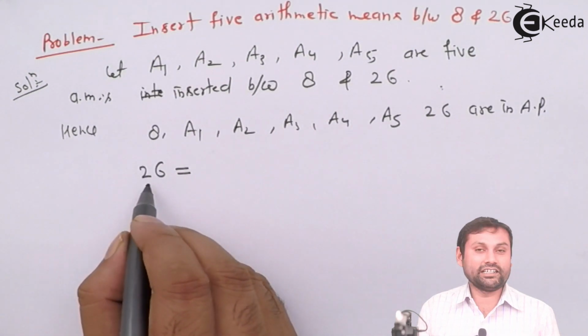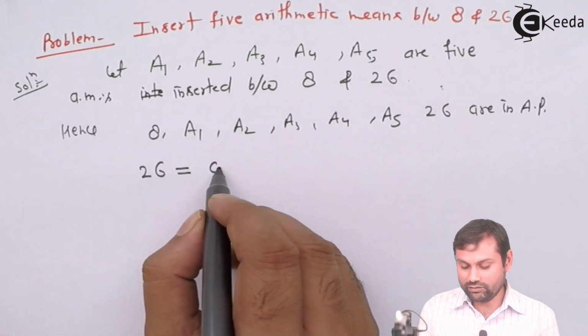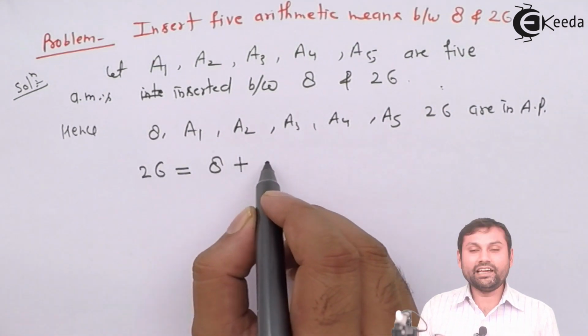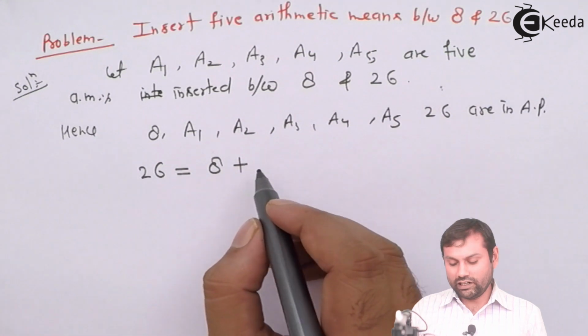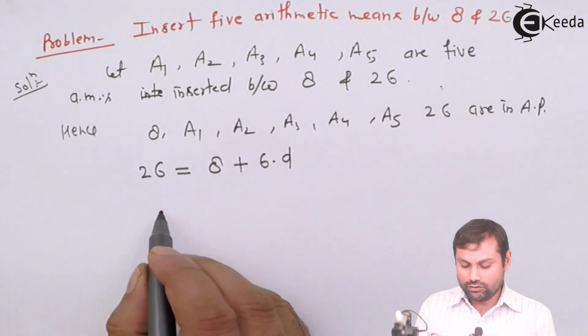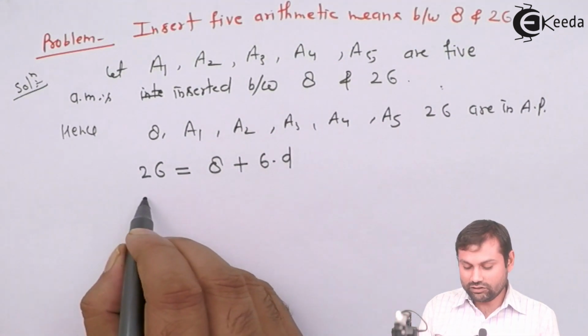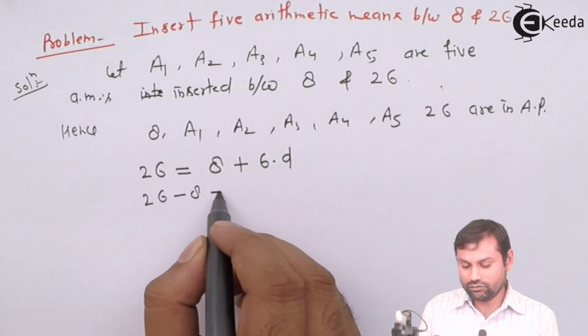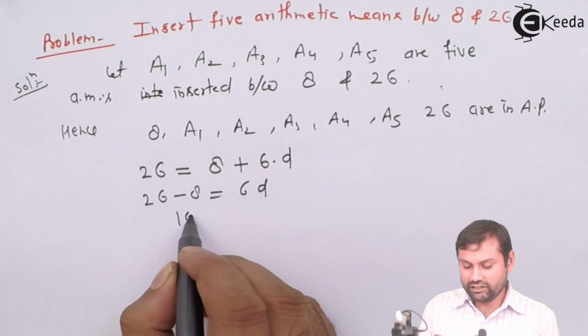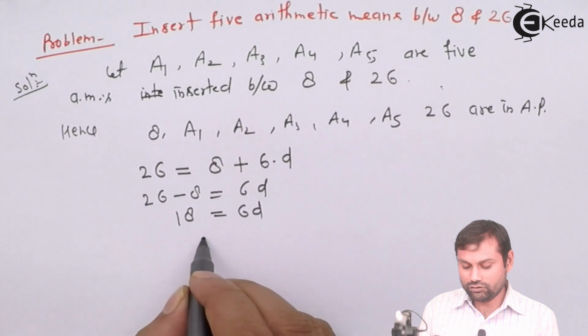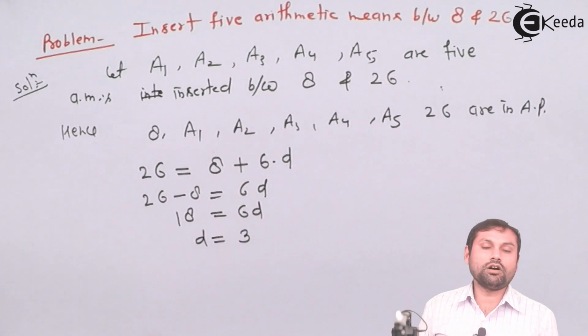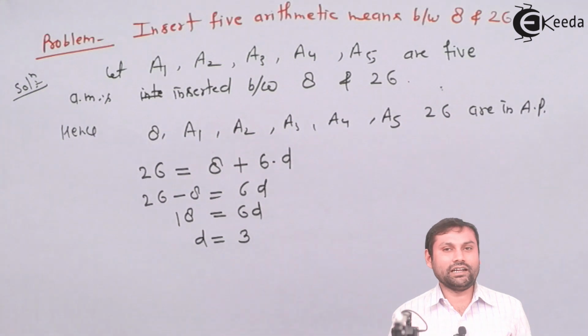26 equals to, that is b equals to a first term plus n minus 1, n is 7, so that is 6 into d. So this is 26 minus 8 equals to 6d. This is 18 equals to 6d, so d is equals to 3. So common difference is 3. Now we can find that value.